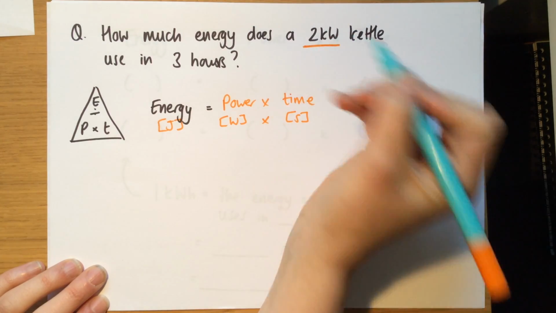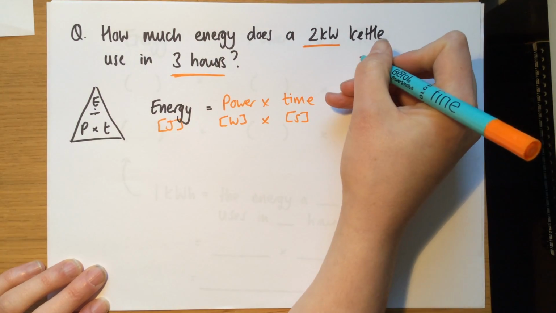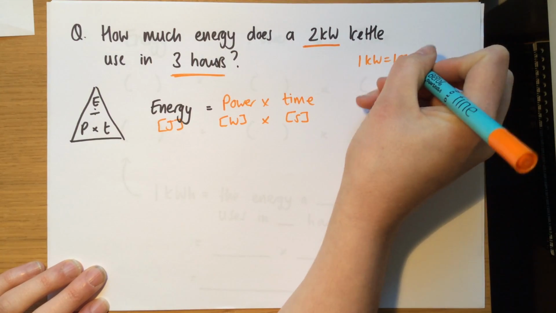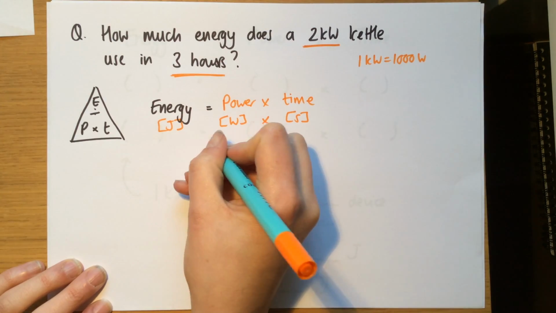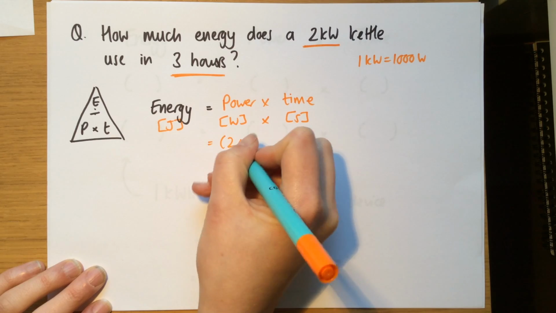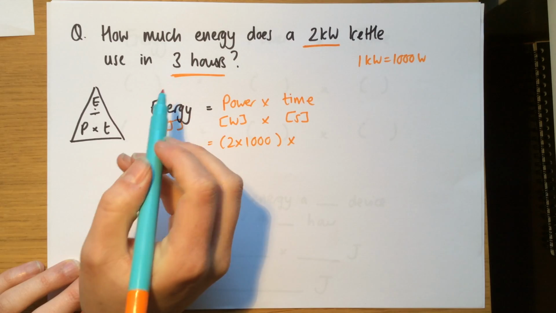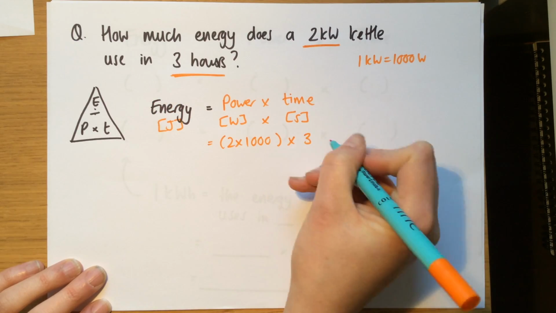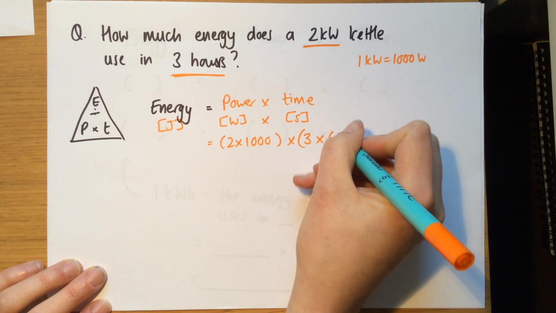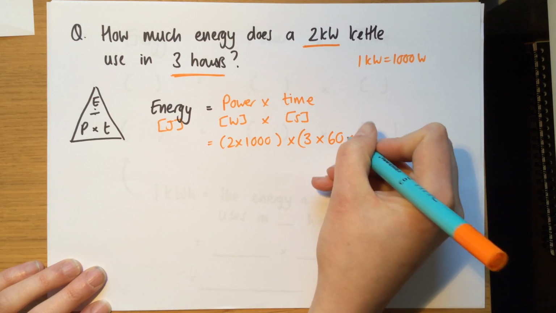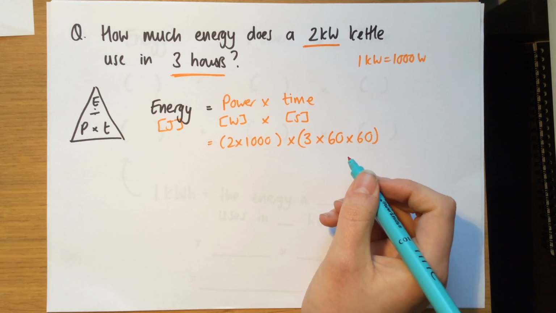Okay, we've got 2 kilowatts for the power and 3 hours for the time. Now we learnt quickly that 1 kilowatt is equal to 1000 watts. Therefore 2 kilowatts is going to be 2 times that, 2000. So the power here is 2 times 1000, or 2000 watts, times the time. Now we've got 3 hours and it has to be in seconds. So to do that, we do 3 times 60 minutes in an hour and 60 seconds in a minute. Okay, so we get this sum: 3 times 60 times 60.